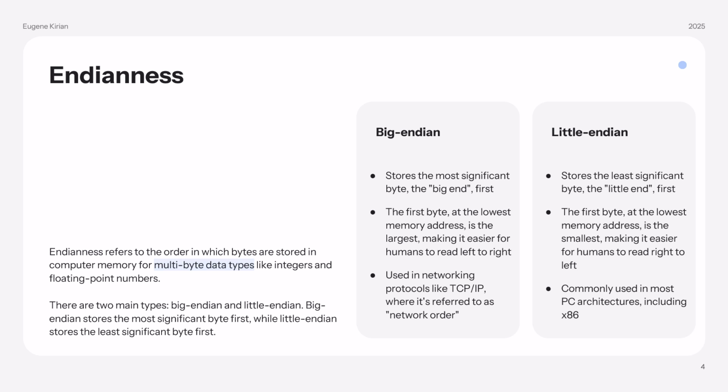In contrast, little endian systems take a different track, storing the least significant byte first. This arrangement suits certain computational tasks and has become the norm in most PC architectures, including the widely used x86 architecture. Understanding endianness is crucial for developers working with low-level data representation, as it directly impacts how data is stored, transmitted, and interpreted across different systems.